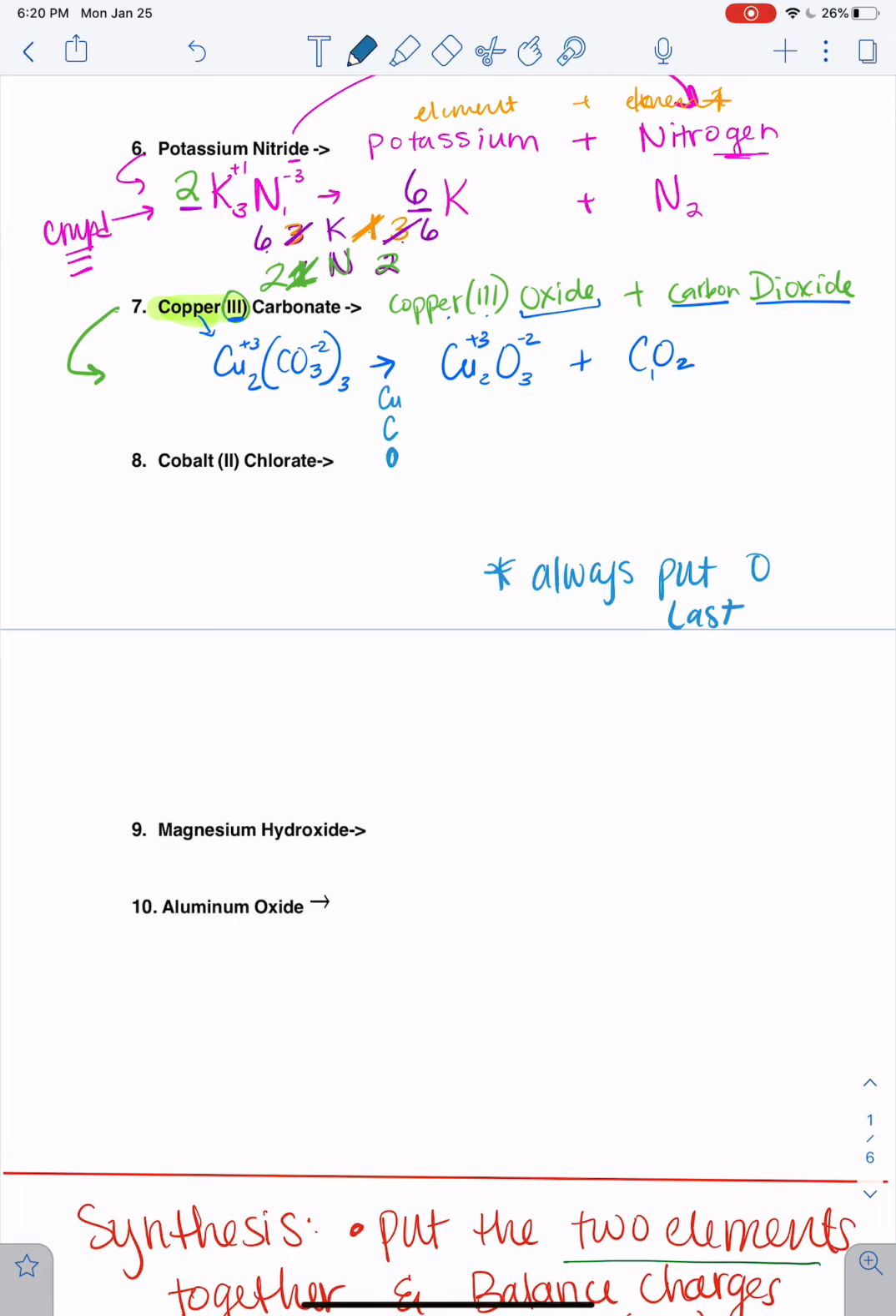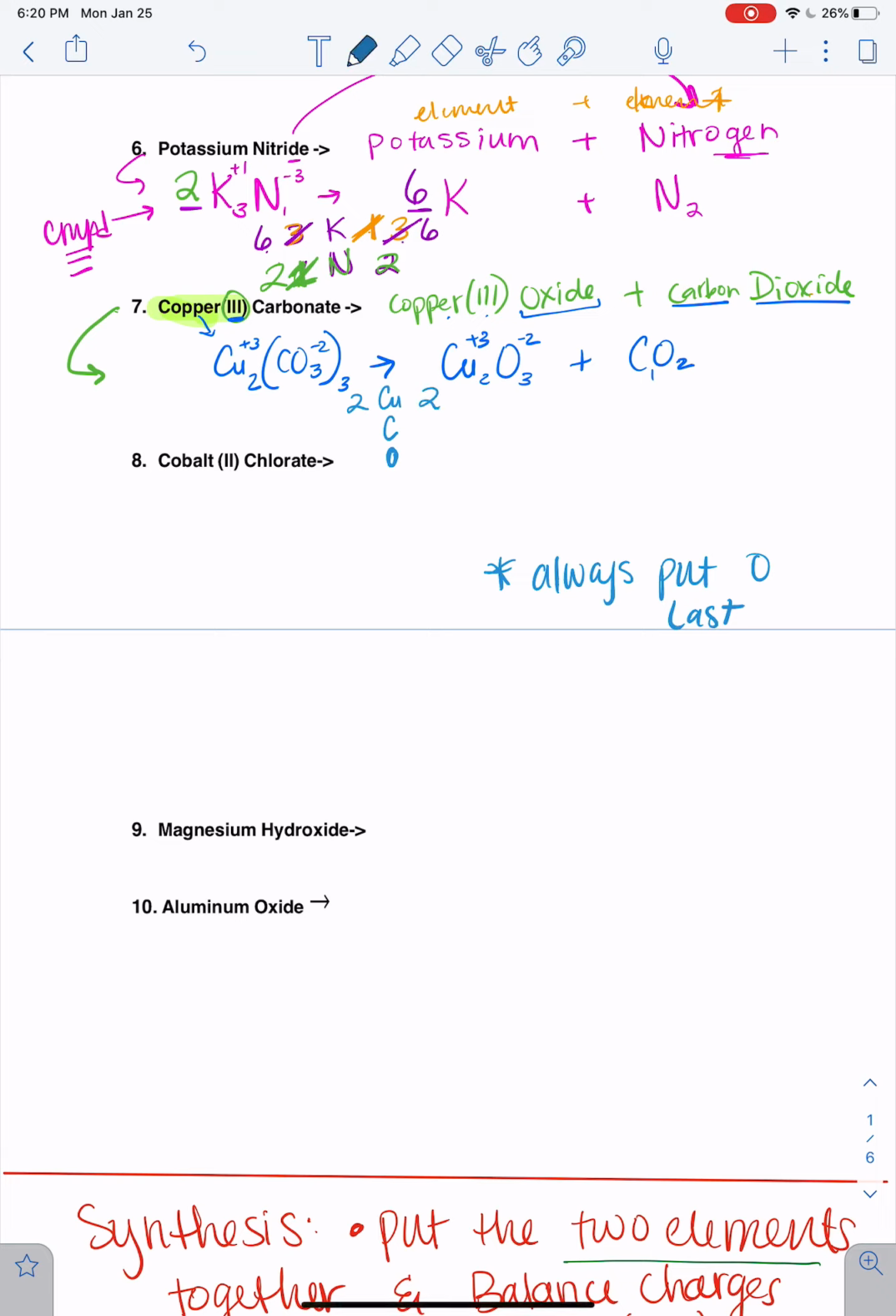Okay, so now let's count up how many coppers I have. I have 2 right here, 2 coppers and nothing in front yet. So I have a total of 2. On my product side, I have a 2 right here for the copper and nothing in front. So I have a 2.